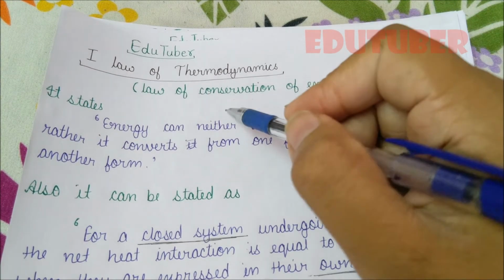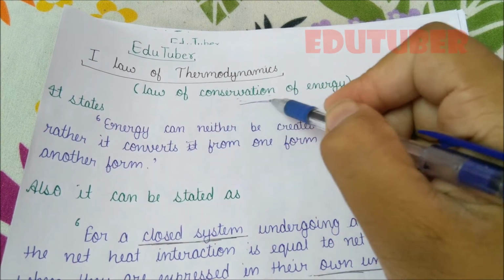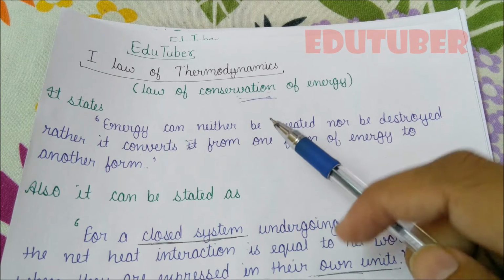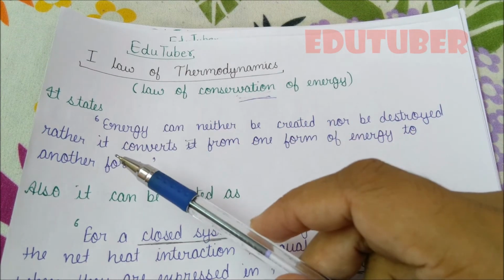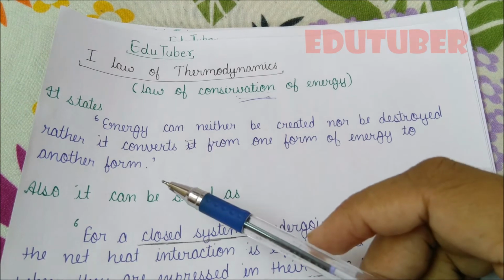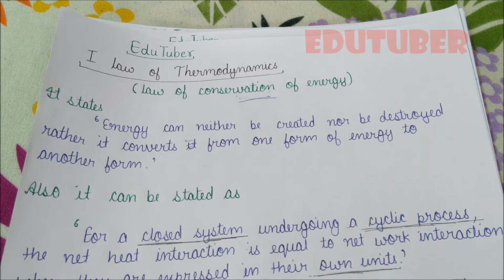It is also called the law of conservation of energy. You all know that. It states energy can neither be created nor be destroyed, rather, it gets converted from one form of energy to another form. So the energy of the entire universe is constant, it just converts from one form to another. That's all this law of conservation of energy tells us.